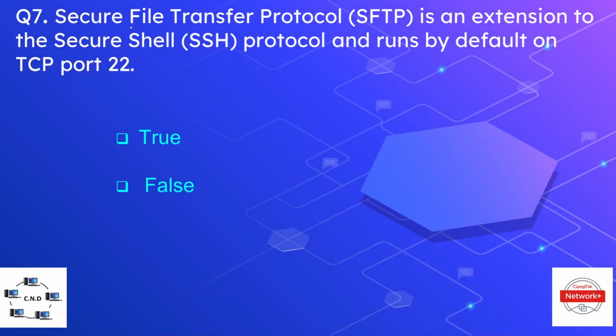So SSH uses TCP port 22. Question number 7 is that the Secure File Transfer Protocol or SFTP is an extension to the Secure Shell protocol and runs by default on port 22. And we have two options, true or false. And the correct option is true. So SFTP, Secure File Transfer Protocol, also uses port number 22, just like SSH.